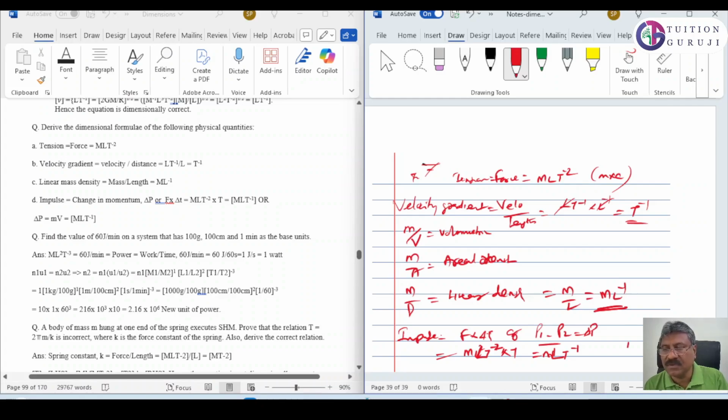If it is change in momentum, momentum is mass and velocity, which is M into LT raised to minus 1, again LT raised to minus 1. So the impulse is MLT raised to minus 1.